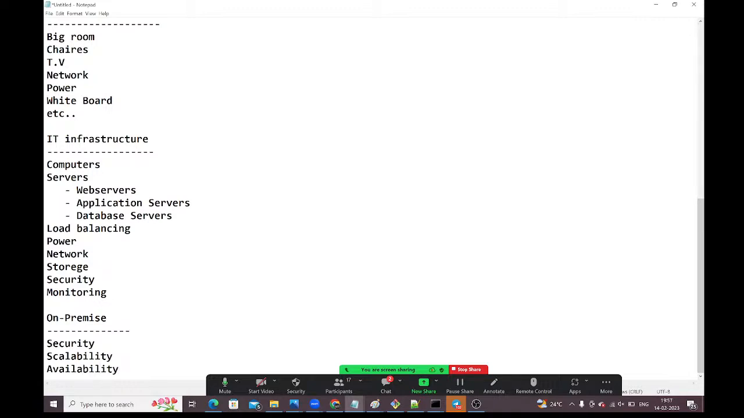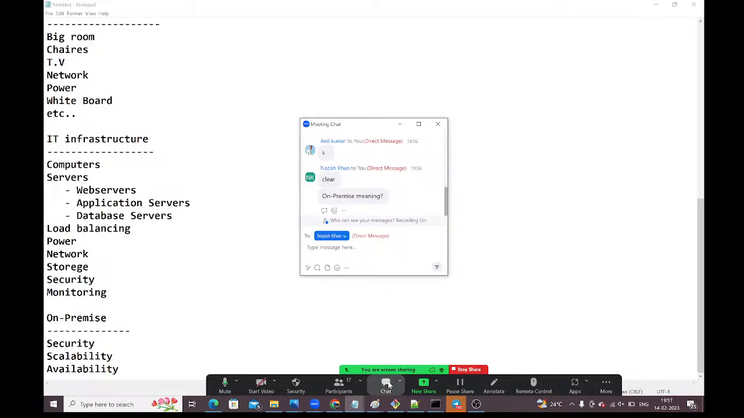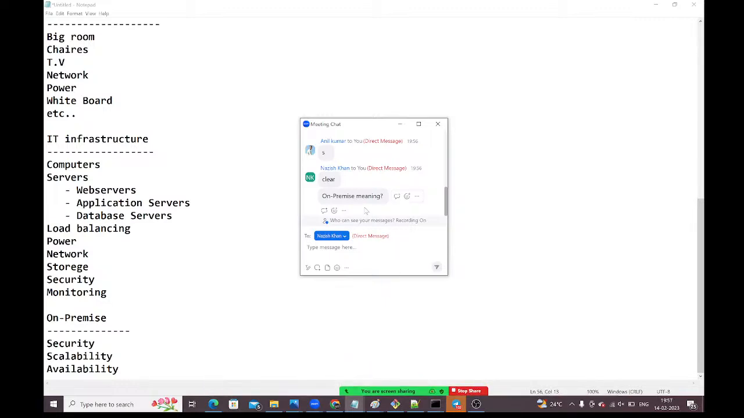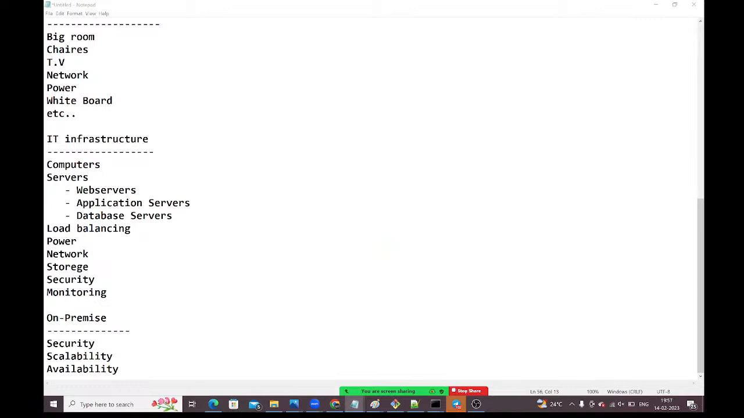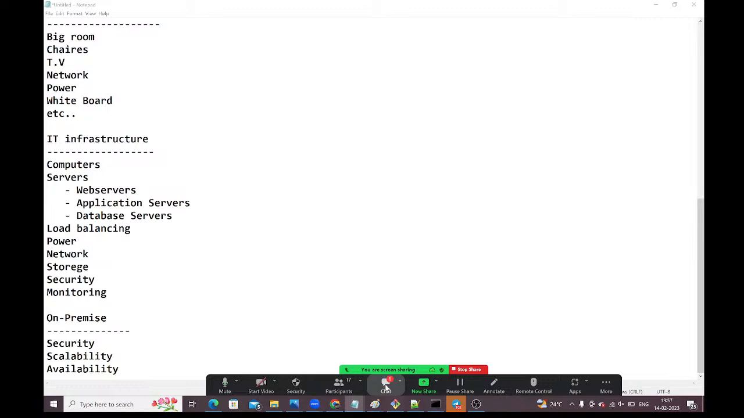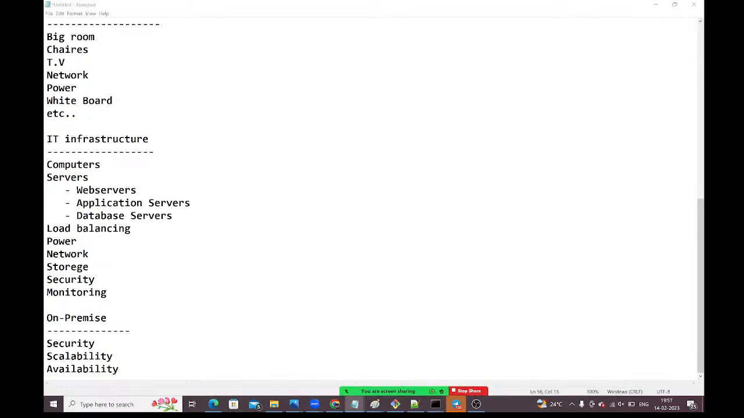Availability means what, guys? Without any downtime, our application should always be in running condition. On premises is nothing but in our office, we are setting up this infrastructure. In our location only, manually we are doing this setup. That is called on premises infrastructure. If you do this activity, all these things you only need to take care. Security you only need to take care. Scalability you only need to take care.